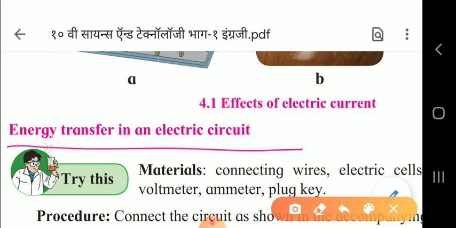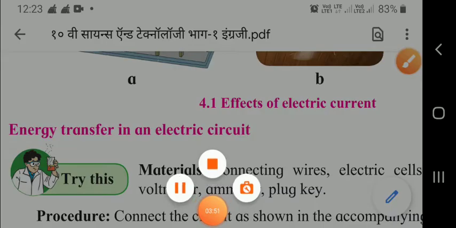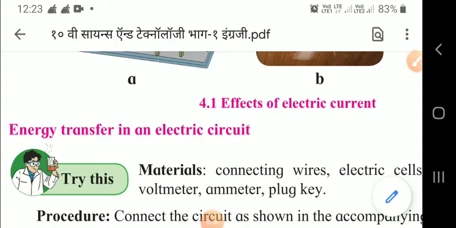So we will see this experiment, and what material we have to take. We have to take connecting wires, electric cells, electrical resistance, voltmeter, ammeter, plug key, etc. Now how we will do it, that is, the procedure. We have to connect the circuit, and I will show you the figure of how to connect. Whatever components we are using should have the proper value.